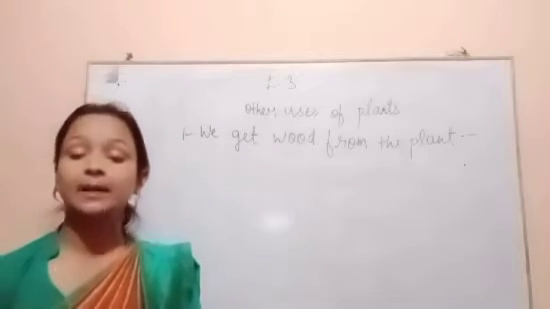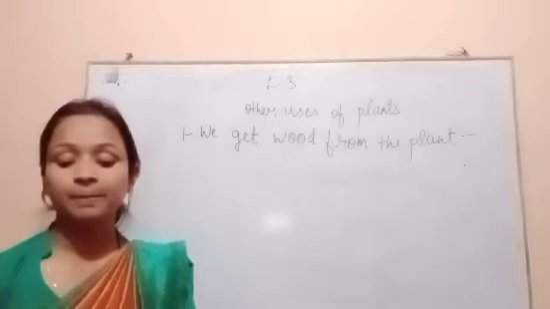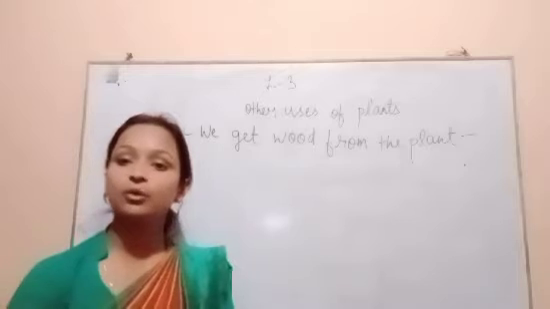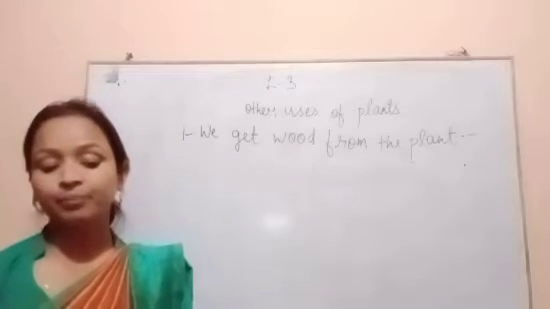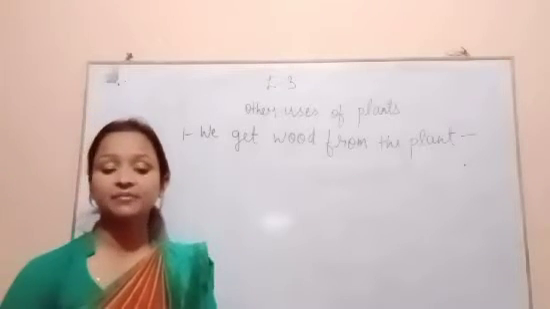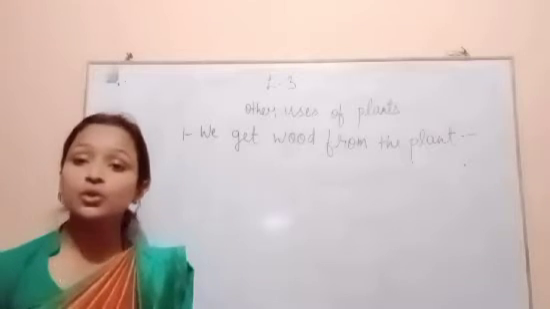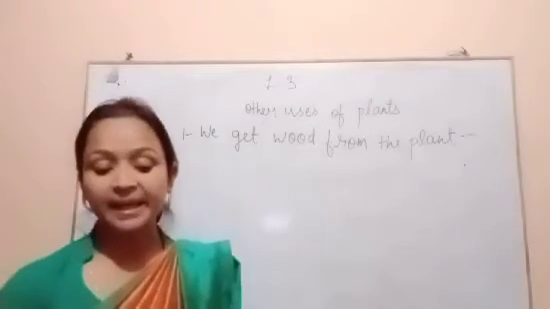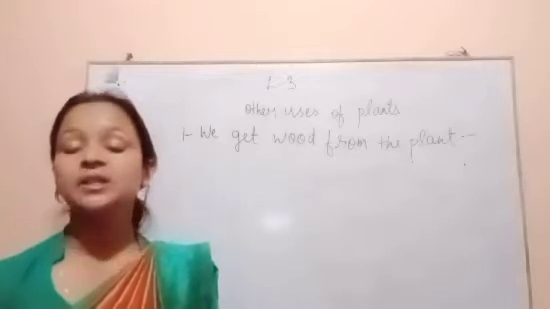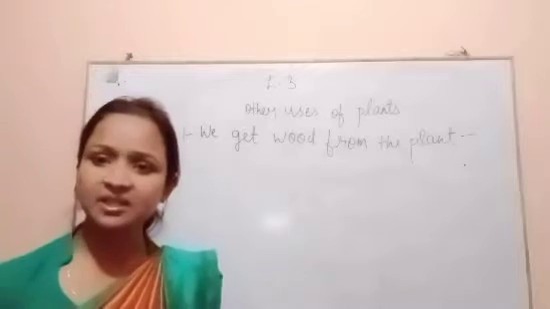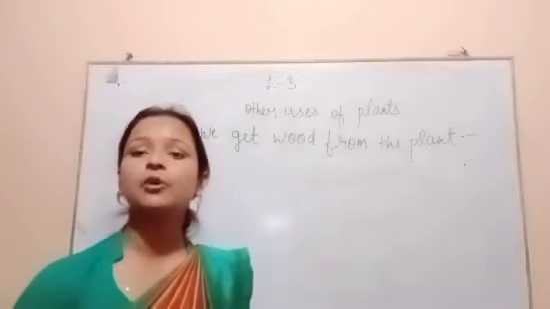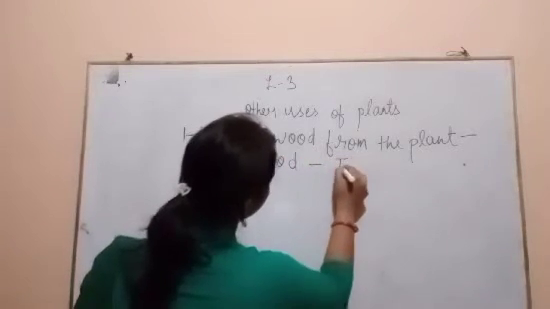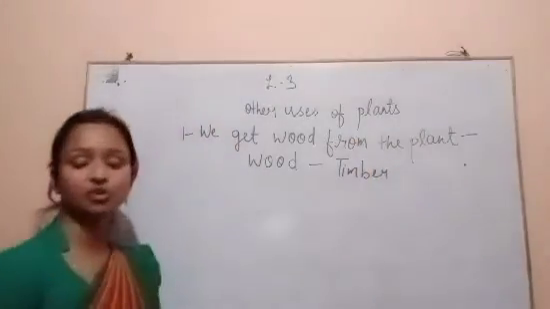Wood is the most useful material we get from plants, and it is used for making furniture, doors, windows, sports goods and many other things. Such type of wood is called timber.